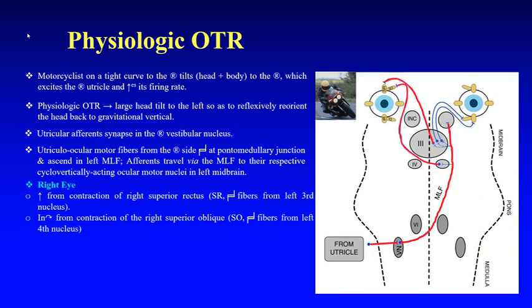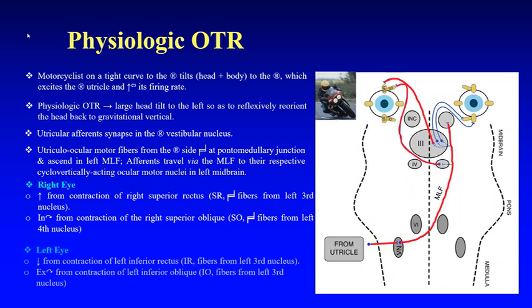So now from the left midbrain, the right eye gets the input and it elevates from the contraction of the right superior rectus. The superior rectus gets crossing fibers from the left third nerve nucleus. It also gets intorted from the contraction of the right superior oblique. The superior oblique crossing fibers are received from the left fourth nerve nucleus.